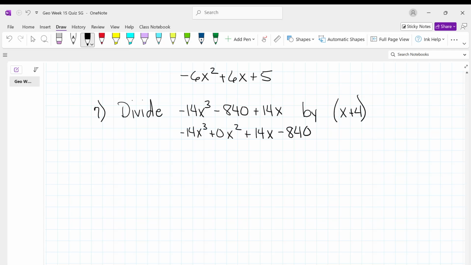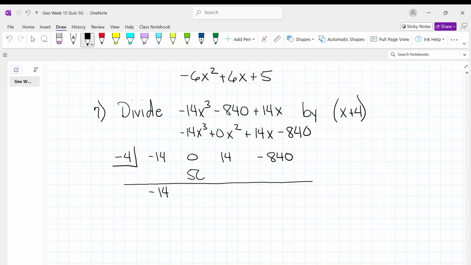And then use your synthetic division technique. So we're going to take the minus 4, and it's going into the negative 14, 0, positive 14, negative 840. So we're going to bring down the negative 14, and negative 14 times negative 4 is 56. 0 plus 56 is 56.